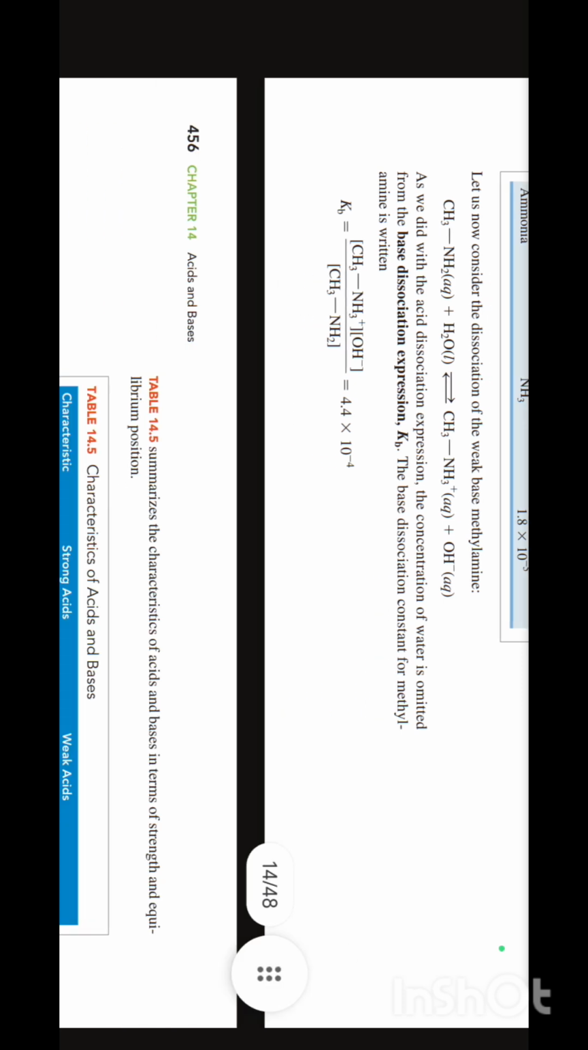Now let us consider the dissociation of the weak base methylamine. CH3NH2 plus H2O gives us CH3NH3+ plus OH-. As we did with the acid dissociation expression, the concentration of water is omitted from the base dissociation expression Kb. The base dissociation constant for methylamine is written as Kb equals [CH3NH3+][OH-] divided by [CH3NH2], and its value for Kb is 4.4 × 10^-4.